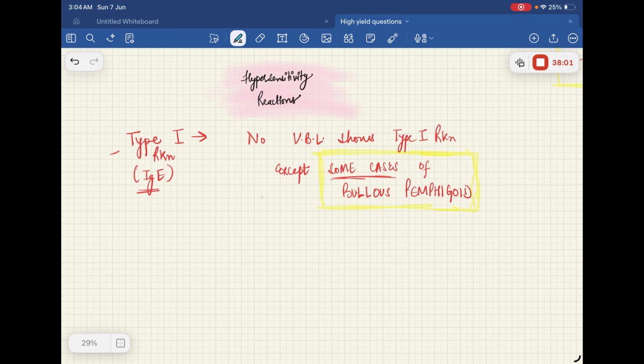And which drug is indicated here? Here it is omalizumab, which is basically an anti-IgE drug to lower the hypersensitivity reaction. Okay.